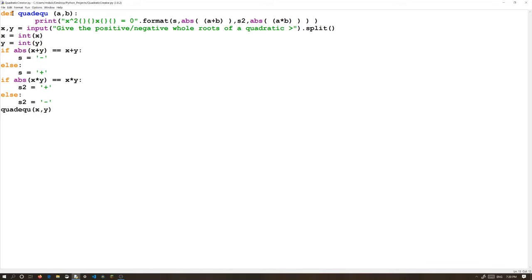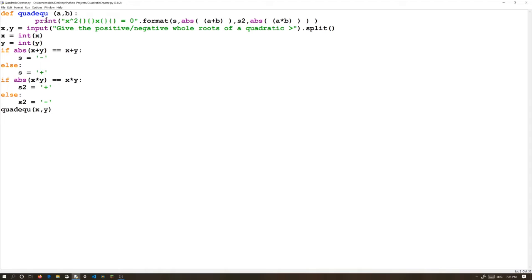So define quadratic equation, a, b, that's just the arguments. Print x squared, brackets, x equals 0, dot format, with some spacing between the parentheses because if you don't have it, it becomes hard to read. So abs of a plus b, and abs of a times b. And if you watch one of my Function Friday videos, you know that abs means absolute. And if you don't know what that means, watch the video. It's going to make this a lot easier.